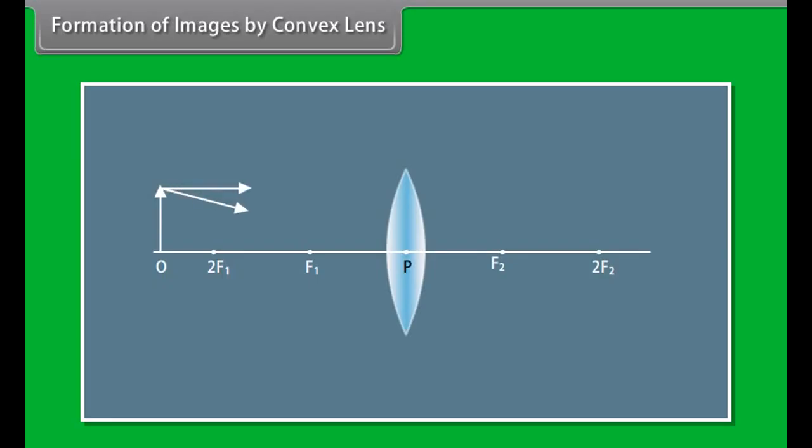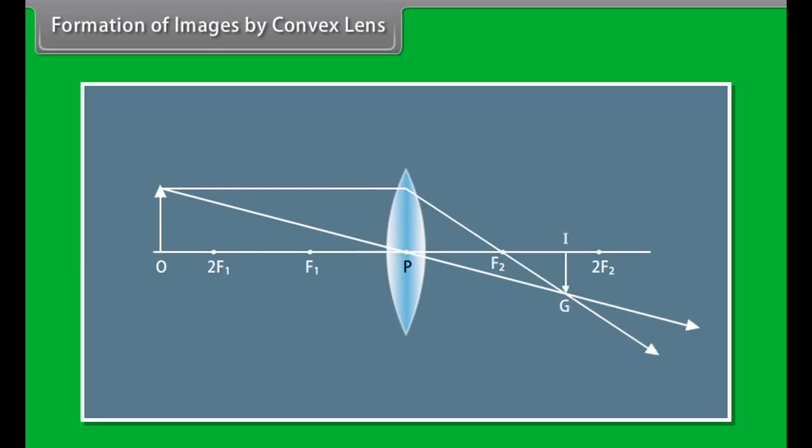When the object is placed beyond 2F, then the image formed on the opposite side between F and 2F. The nature of the image is real, inverted, and diminished.